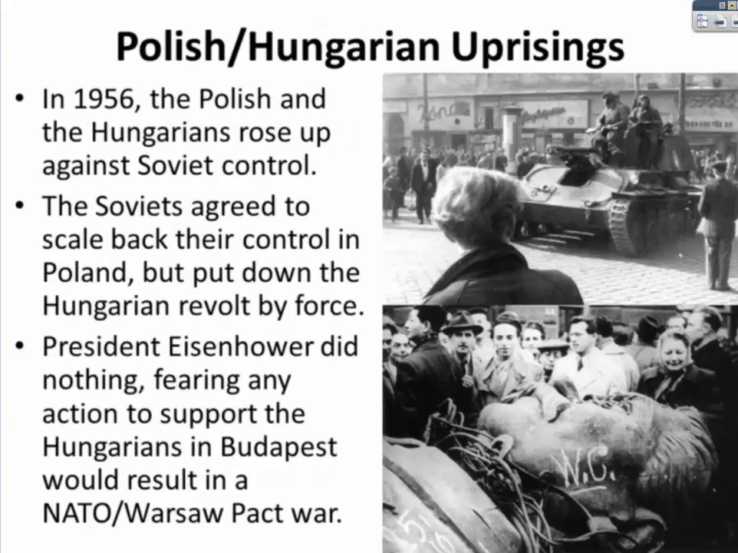In 1956, the Polish and Hungarians rise up against Soviet control. The Soviets, fearing that they can't really keep total control over the Polish, agree to scale back their control in Poland, but being confident that they can control Hungary, they put down the Hungarian Revolt by force. President Eisenhower really doesn't do anything about this, fearing that any action to support the Hungarians in Budapest would result in a broader NATO versus Warsaw war.